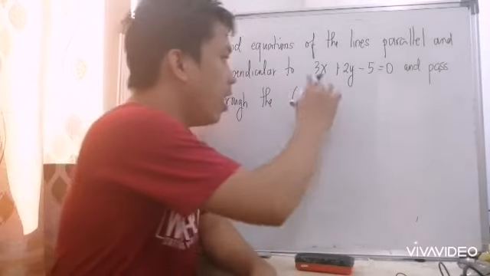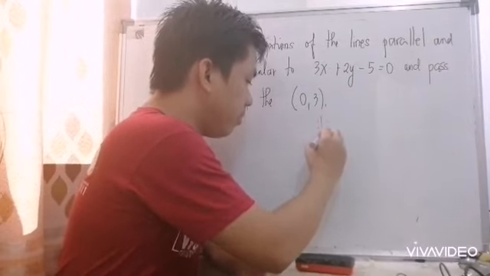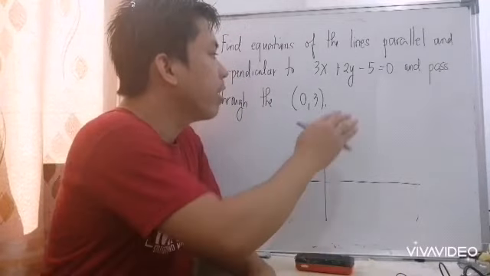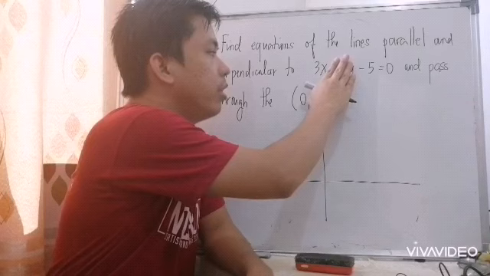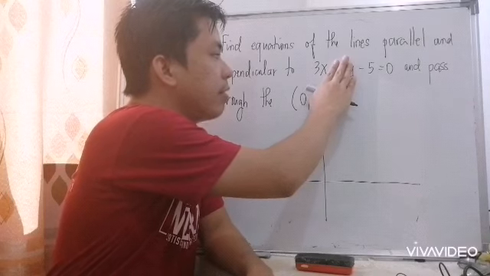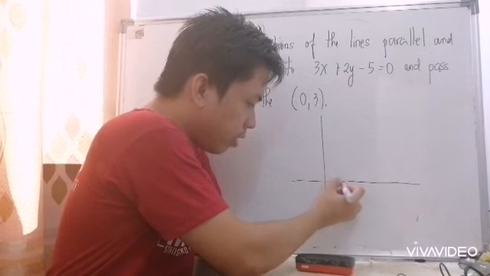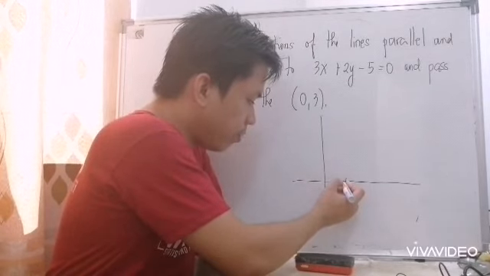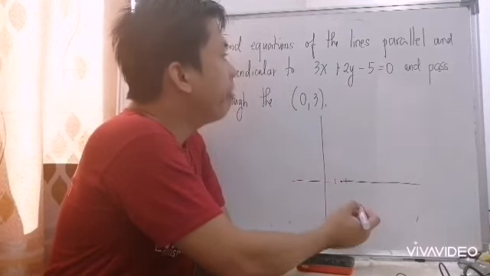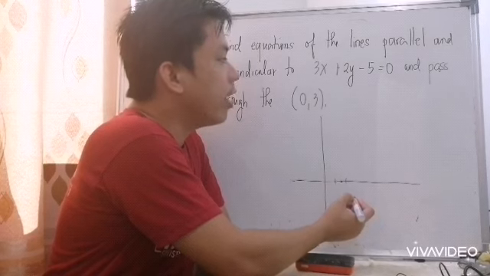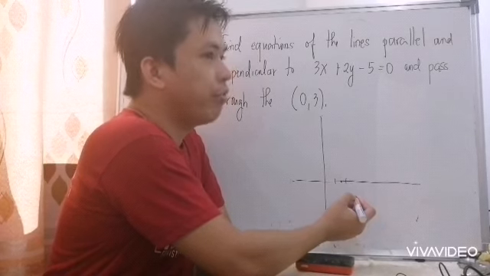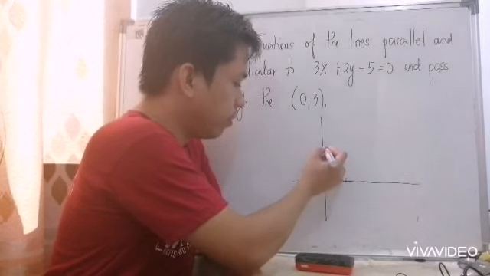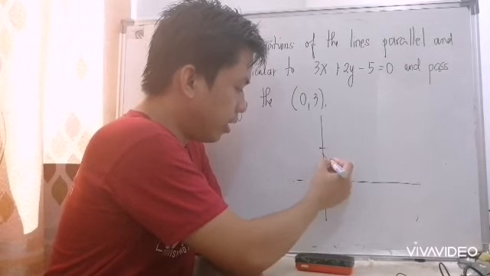So if we're going to graph this, how do we graph the equation of a line again? Let's get the intercepts. If y is 0, x is 5 over 3, which is 1 and 2/3, so somewhere here. If x is 0, y is 5 over 2, which is 2 and 1/2, so somewhere here. So this is our line.